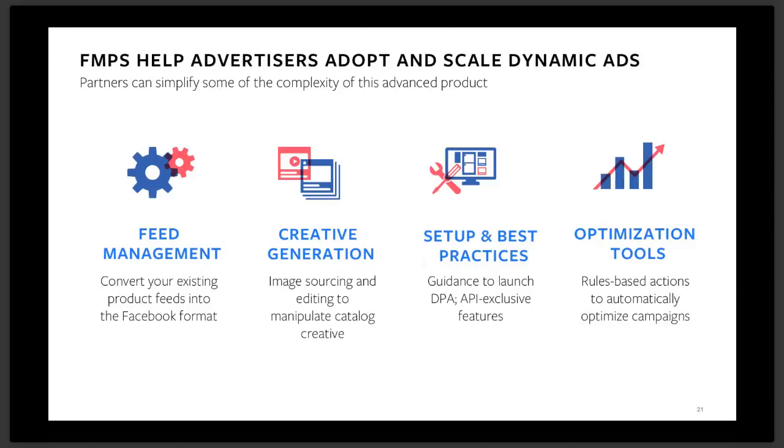So the first one is feed management. This tends to be somewhat of a challenge depending on the level of sophistication of the advertiser. But if you run dynamic ads with feeds on other channels like Google, often marketing partners can help you convert those feeds into the Facebook format with little legwork. Creative generation: marketing partners can source images and provide dynamic editing to manipulate the creative in your catalog to drive the best possible performance.